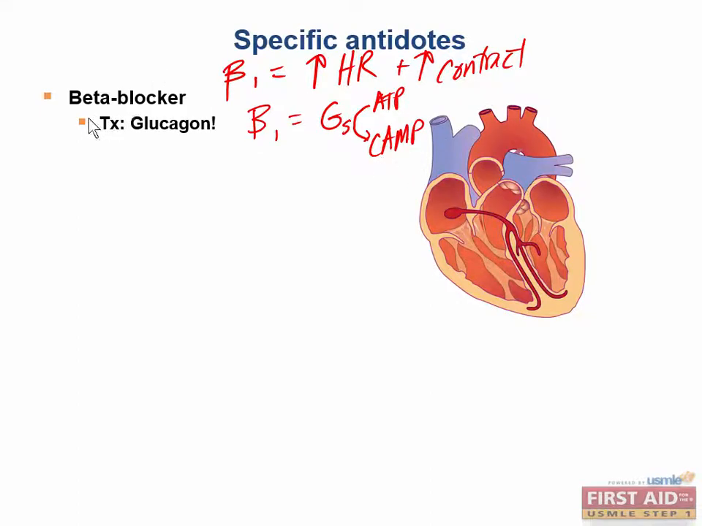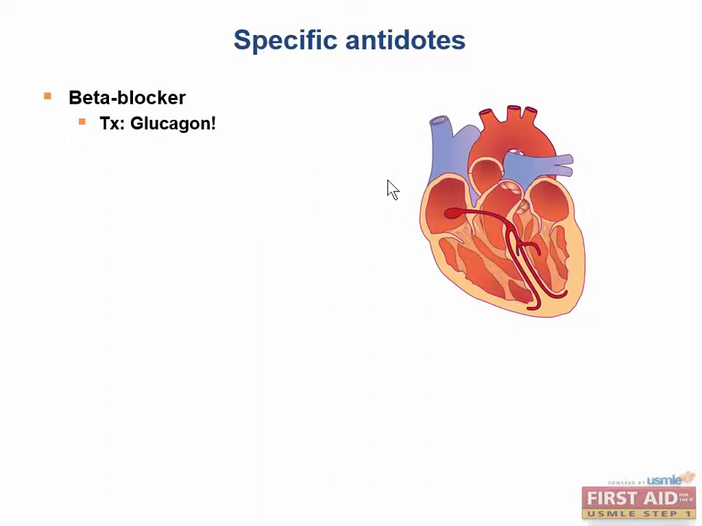Now this is where glucagon comes in. Glucagon is going to treat a beta blocker overdose because it's going to increase cyclic AMP levels within the cells, but via a different route. So it's going to bypass this blocked adrenergic system. So it's going to increase cyclic AMP levels within the cell just via a different route. Let's go ahead and clear that off.